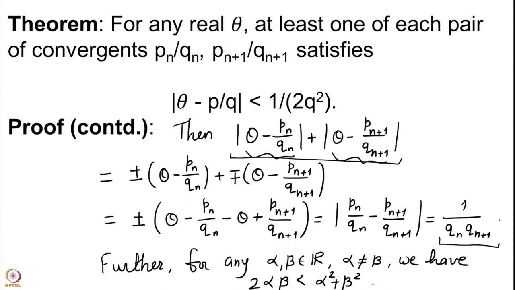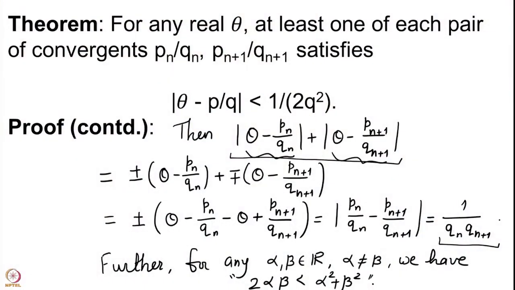This can be seen because if you take two alpha beta to the other side of this inequality, you are going to get alpha minus beta whole square, but alpha is not equal to beta, therefore alpha minus beta is a non-zero quantity. It can be positive or negative, but its square will always be positive. So we therefore get that 2 times alpha beta is always less than alpha square plus beta square.